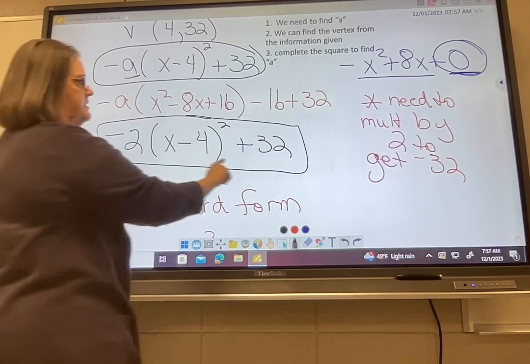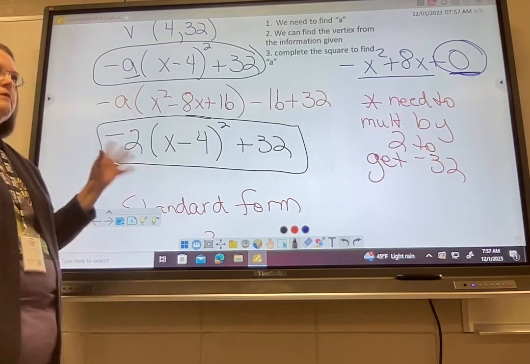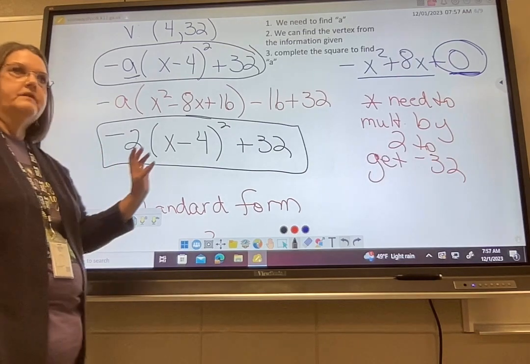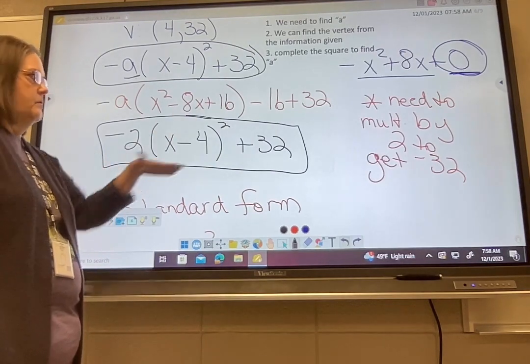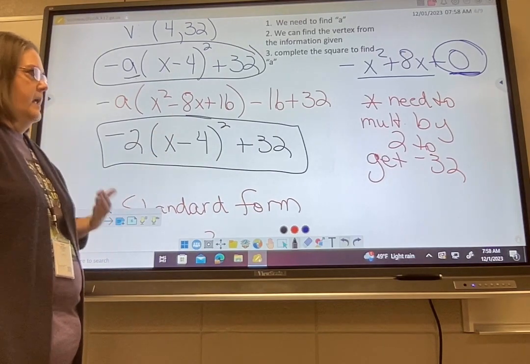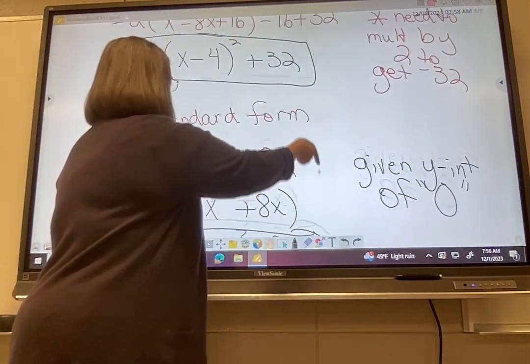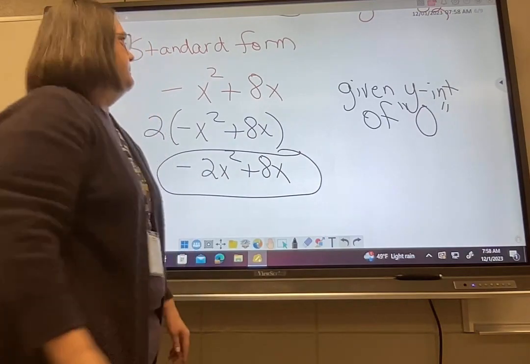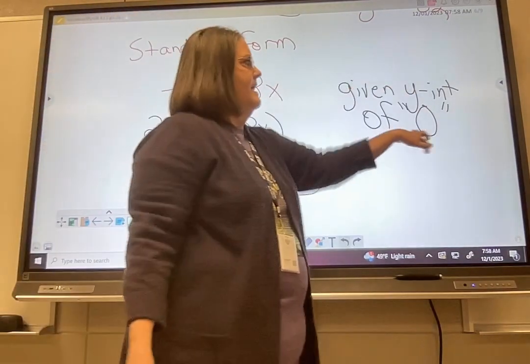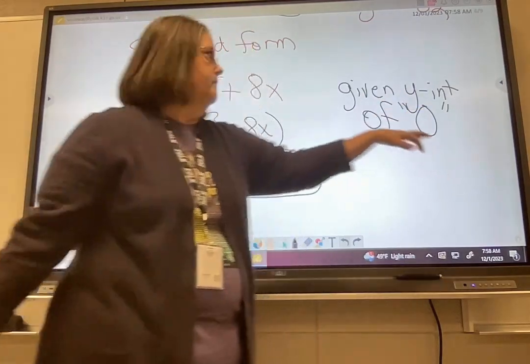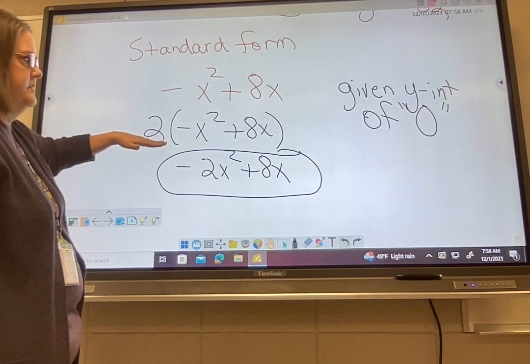So if I put this graph into the computer, I'm going to get a 0 at (0, 0), and a 0 at (8, 0), with a vertex at (4, 32). So that's how I found that. Now the standard form of the equation, remember, was ax squared plus bx plus c. So I started with this, and remember, I need my y-intercept to be 0. So all I have to do now is put the 2 in the front and it fixes it.